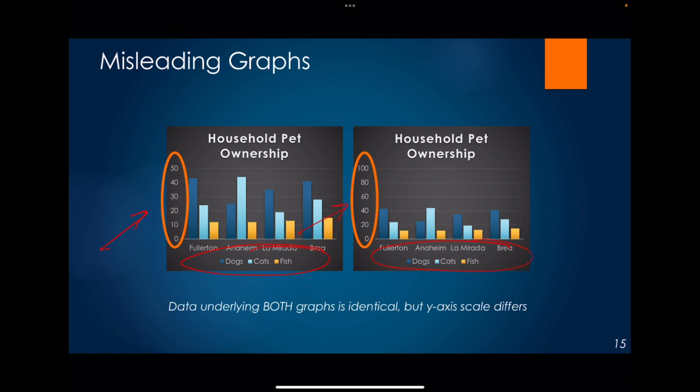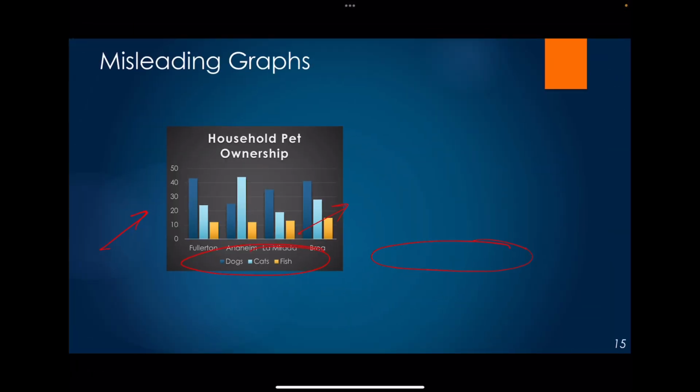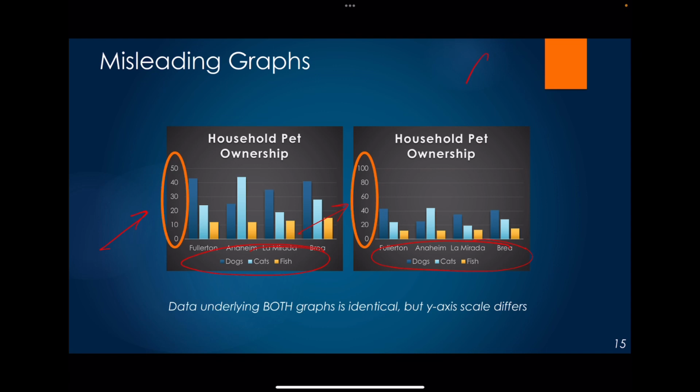So maybe let's say you own a pet shelter and you want people to adopt more pets, right? Maybe you'll want to use this graph because you're like, oh my gosh, look how low these bars are. We need more pets to be housed in families and in places. Or the other way, if you are, I don't really know a reason why you would want to diminish the amount of household pets, but maybe you hate animals.